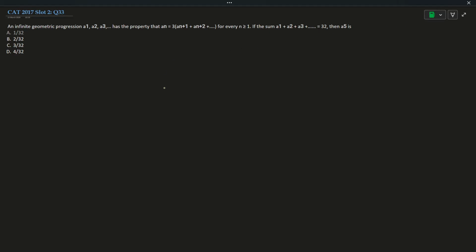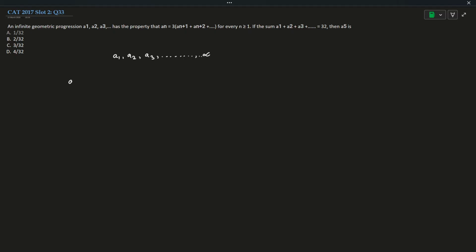An infinite geometric progression a1, a2, a3, dot dot dot has a property such that an is equal to 3 times an plus 1 plus an plus 2 plus dot dot dot for every n greater than equal to 1. If the sum of a1 till infinity is equal to 32, then find the value of a5. So this is an infinite geometric progression, right? So a1, a2, a3, dot dot dot, it goes until infinity.